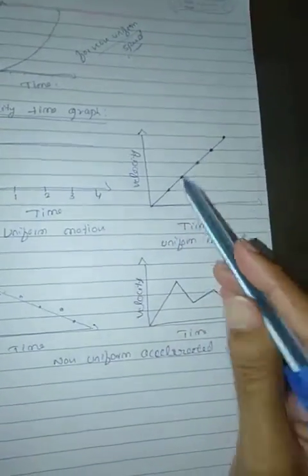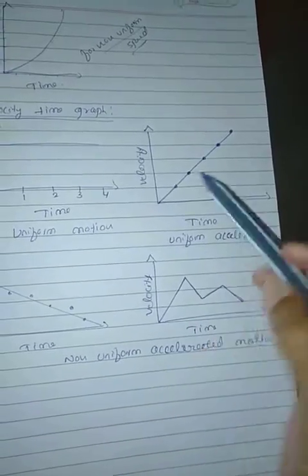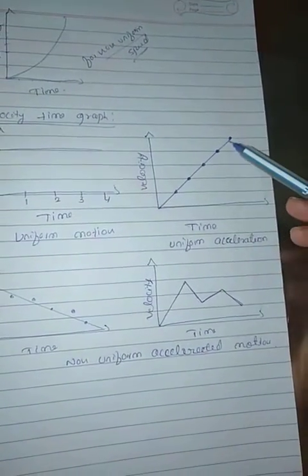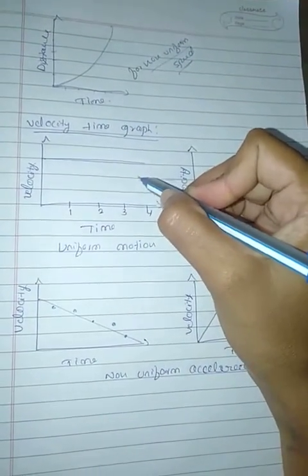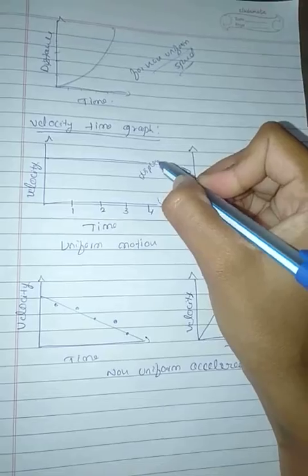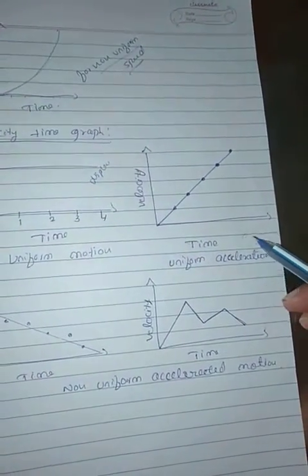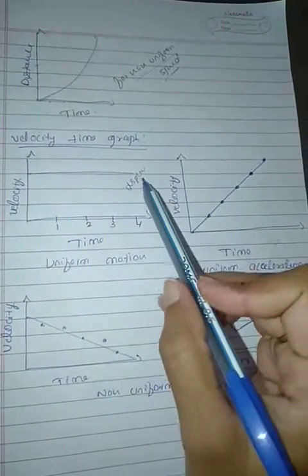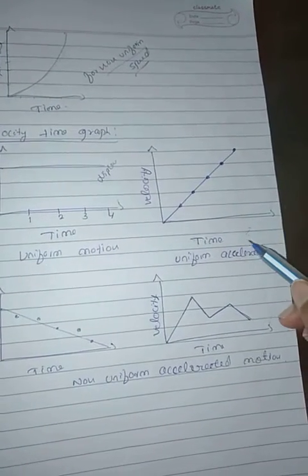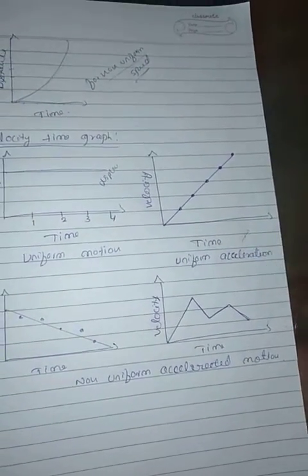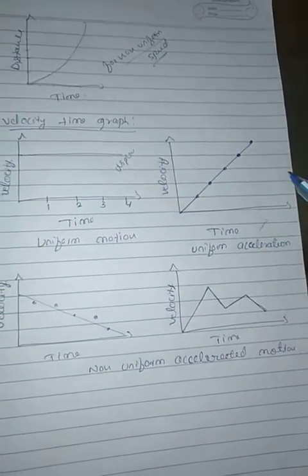But if the object is moving with uniform acceleration, then the graph is a straight line. Here velocity into time gives displacement. But here the velocity is changing with time, so we get acceleration. The product of velocity and time is displacement. The change in velocity with time gives the acceleration. If the object is moving with uniform acceleration, the graph will be a straight line.